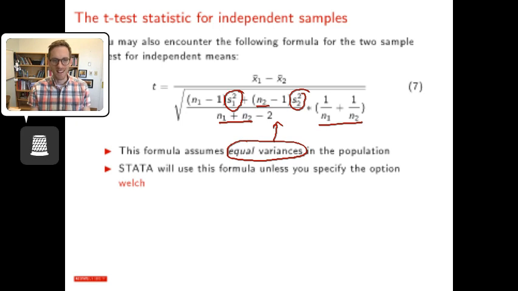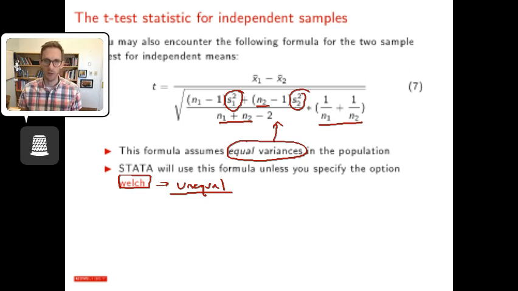Now, Stata is always going to use this formula when it does its calculation, but if we specify the option Welch, then it will do the unequal variance assumption, okay? For our point of view, we can use either, right? We can just let Stata run, but I just want you to be aware that there are these two formulas in case you're Googling it and you feel like you got a different formula than the one that's in your book.